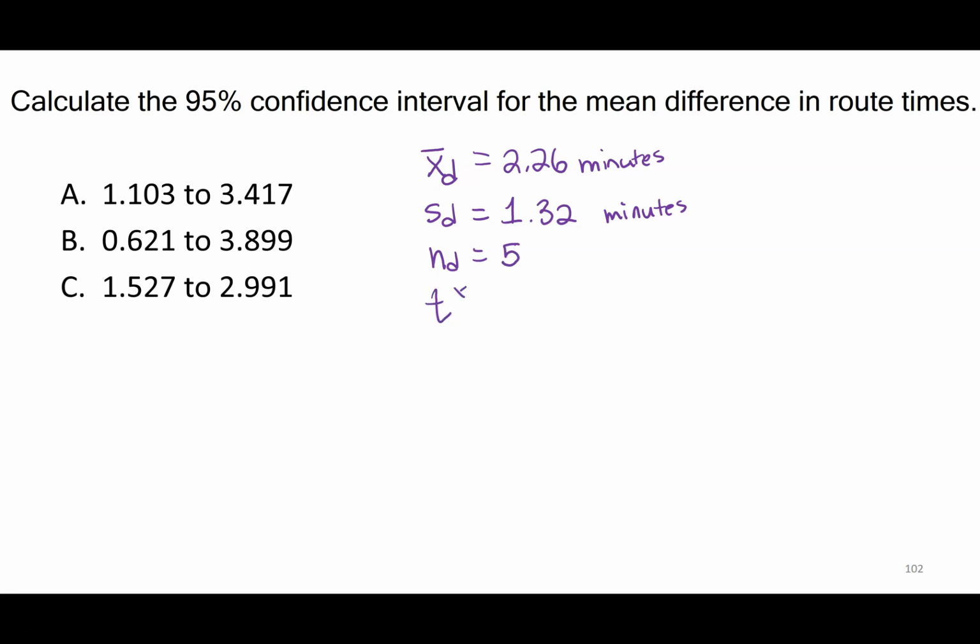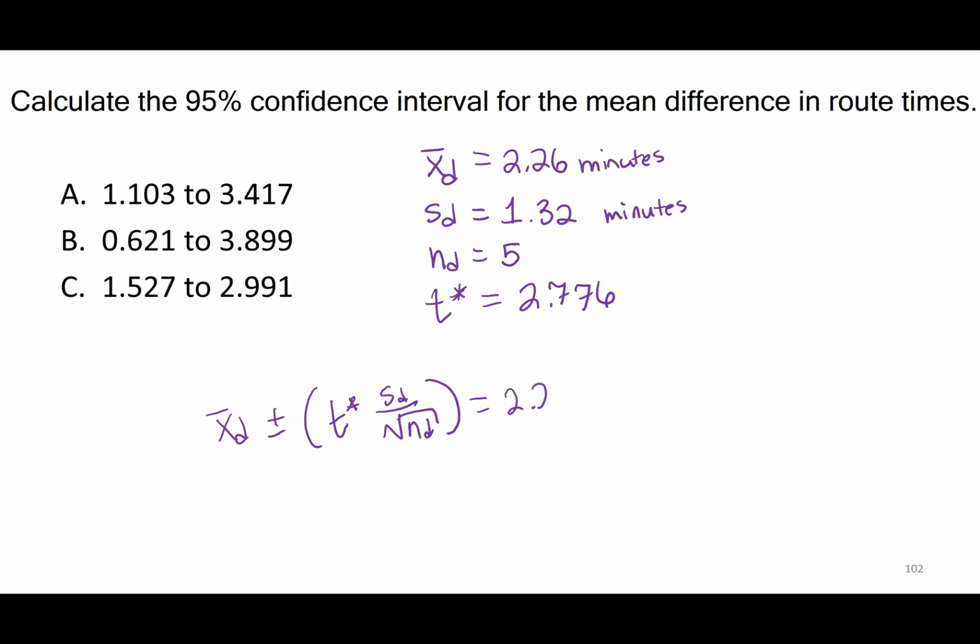My t-star, which you will need a t-table for, or a calculator if you know how to use it, to get a t-star, is going to be 2.776. So this specifically is the t-star critical value when you have degrees of freedom of 4 and you're trying to get a 95% confidence interval. That tells you what column and what row to look at. So if I want to set this up, x bar d plus or minus t star times s d over square root n d. I have everything I need to plug in.